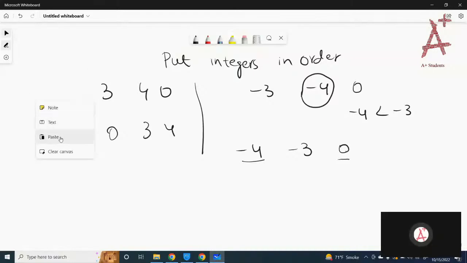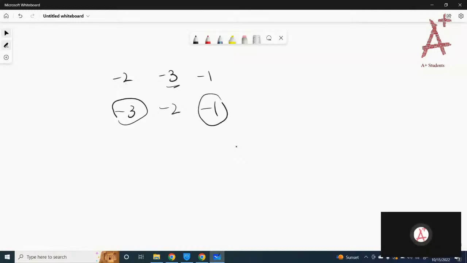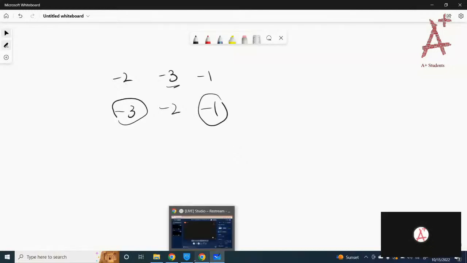Okay, the next one we have is -2, -3, and -1. Okay, so which one is the smallest one? We have to arrange them from least to greatest. The least one is -3. -3 is the least one, smallest among all the numbers. Got it? Then -2 and -1, then -2 is smaller, and then -1. Got it? So -3 is the smallest one, and -1 is the greatest one out of the three numbers. Got it?